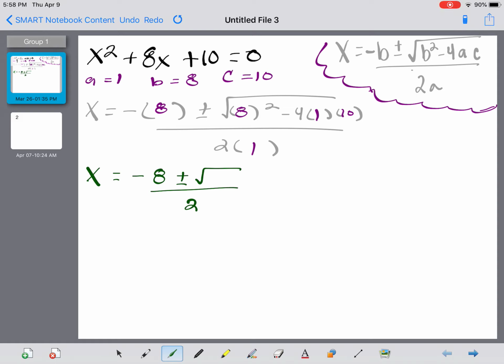background, but we are going to go ahead and plug this into our calculator. So you're going to do 8 squared minus 4 times 1 times 10. And we get 24.